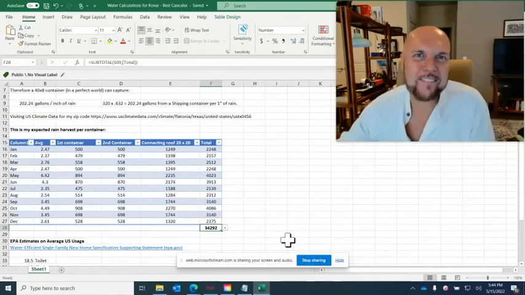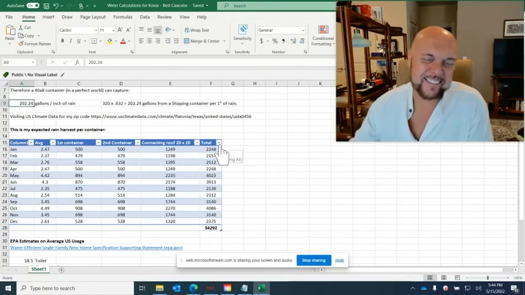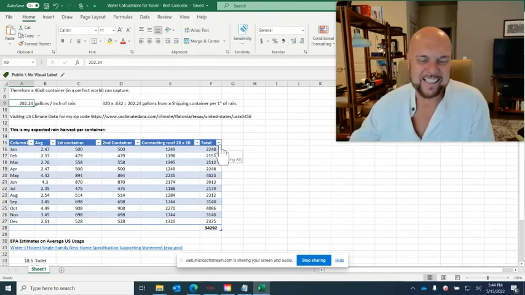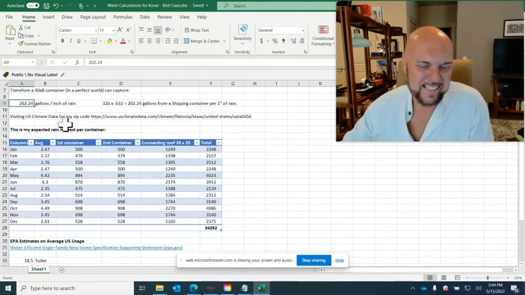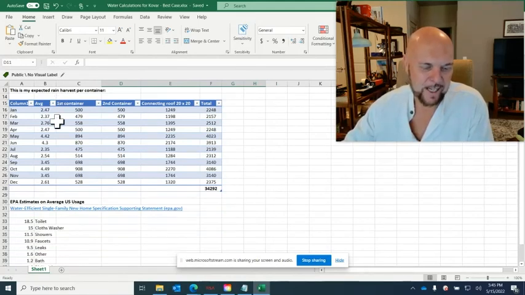But for you who have storage containers, you wonder how much rain can you get off the roof? Well, per inch of rain, I calculate 202.24 gallons, and that's best case scenario, if you could catch every drop. And then you could go to the EPA website that I gave you, the usaclimateday.com, and you can look up what yours is. And then I'll go ahead and put these links down in the YouTube channel so you can have them.